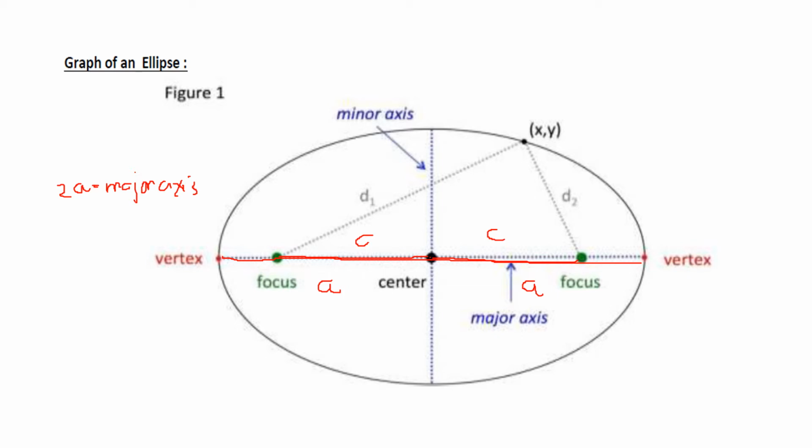Next is our minor axis, which is from the center going to the co-vertices, that is B. And then from the center going to another co-vertex, that is B. So our minor axis is 2B. Okay, so I hope you understand where we can find A, B, and C now.